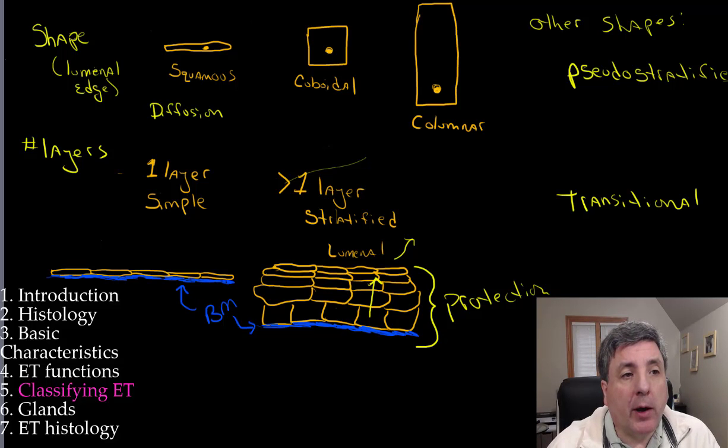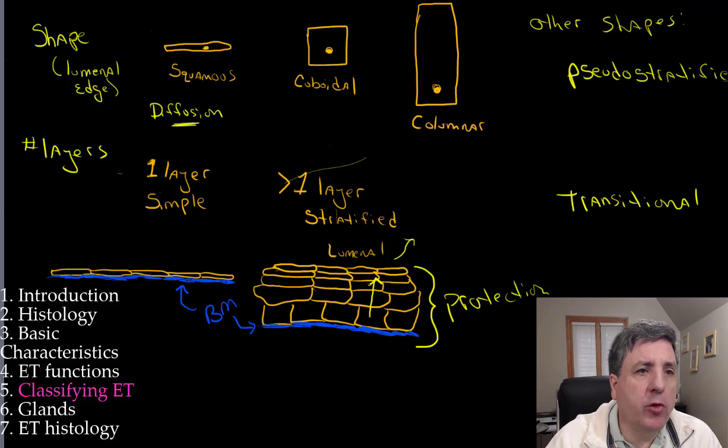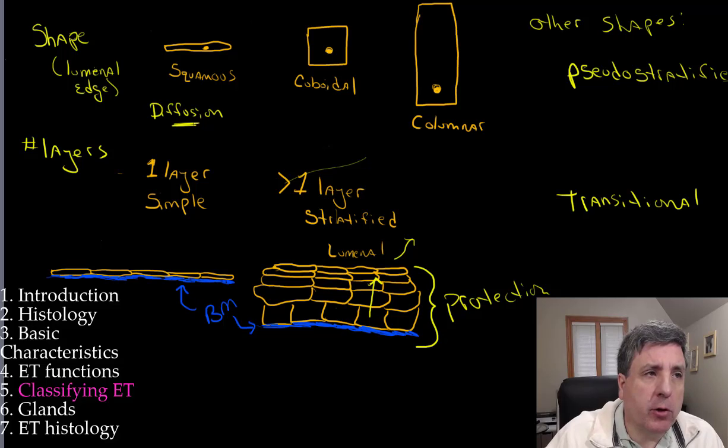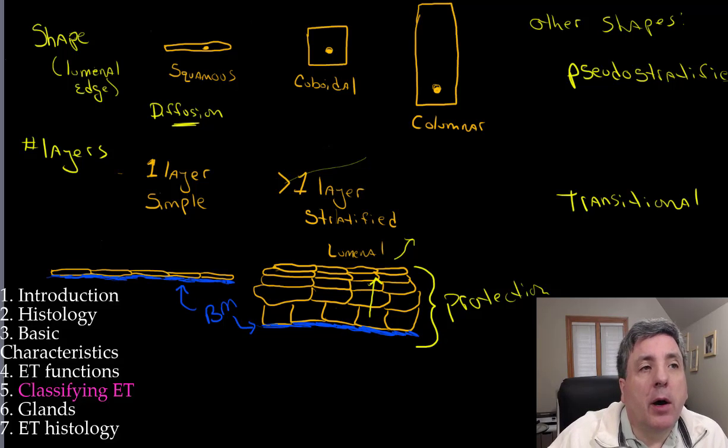So that's going to be the stratified portion, always dealing with some form of protection. The simple squamous is allowing for diffusion. Okay. So I said we're protection: skin, oral cavity, vagina, anal cavity. That's all going to be protection. Where are you going to find diffusion? I'll let you figure that one out.